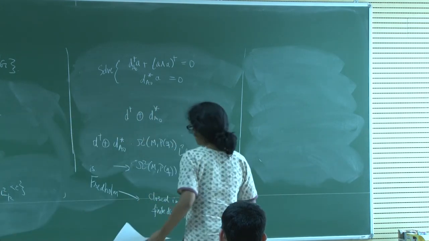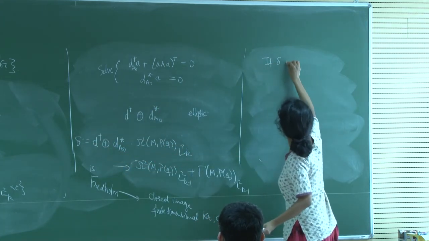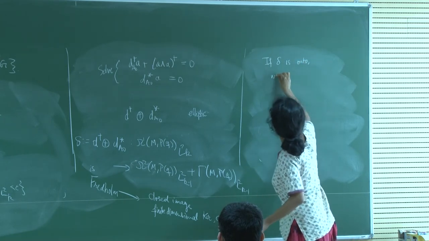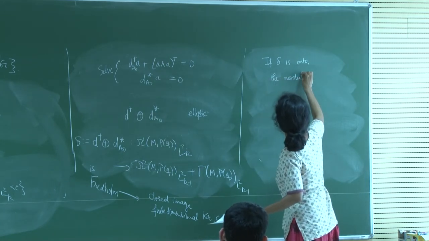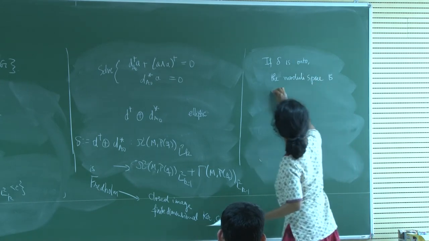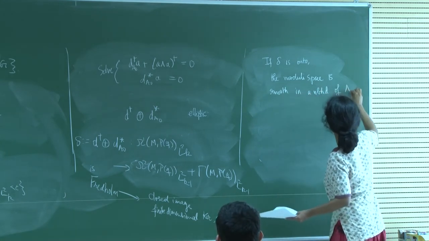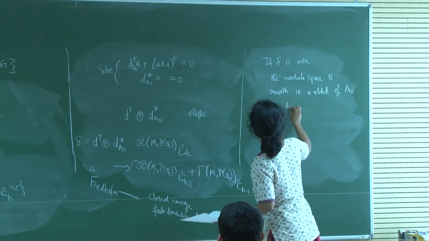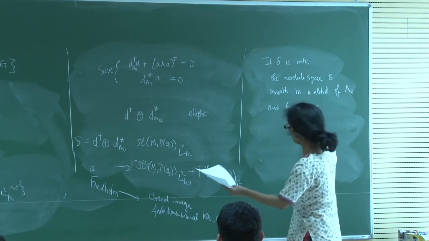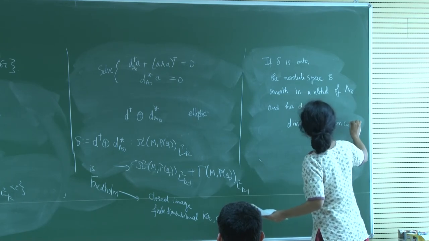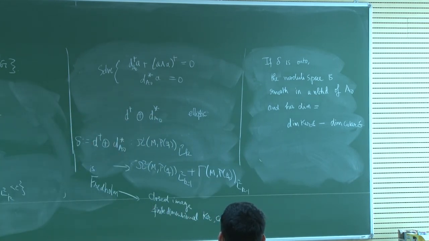So let's call this delta. If delta is onto, the moduli space is smooth in a neighborhood of A0 and has dimension equal to the dimension of the kernel of delta minus the dimension of the co-kernel of delta. In general, you may not have this onto.